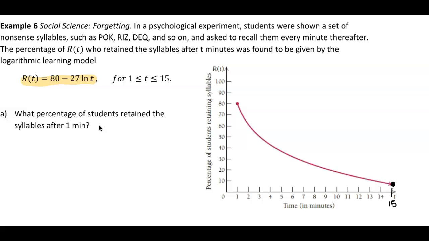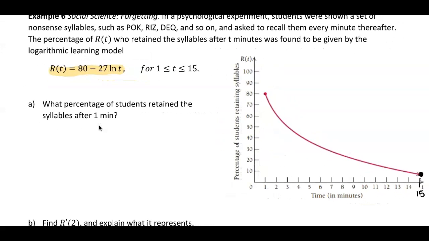Alrighty, so what are we doing here? What percentage of students retain the syllable after 1 minute? Here is 1 right here. And I can clearly see that 80% retained. But maybe we should use the equation because they gave it to us. So what is R of 1? If you plug in 1 into the function, you will get 80 minus 27 times natural log of 1.